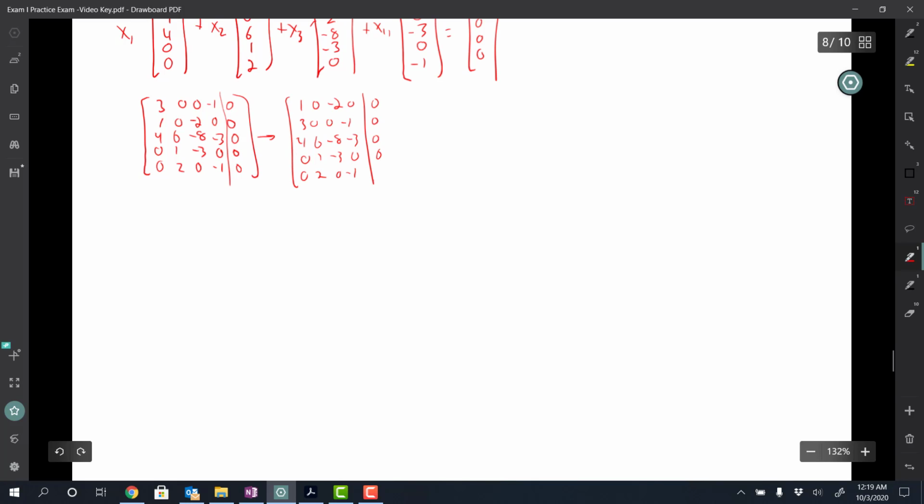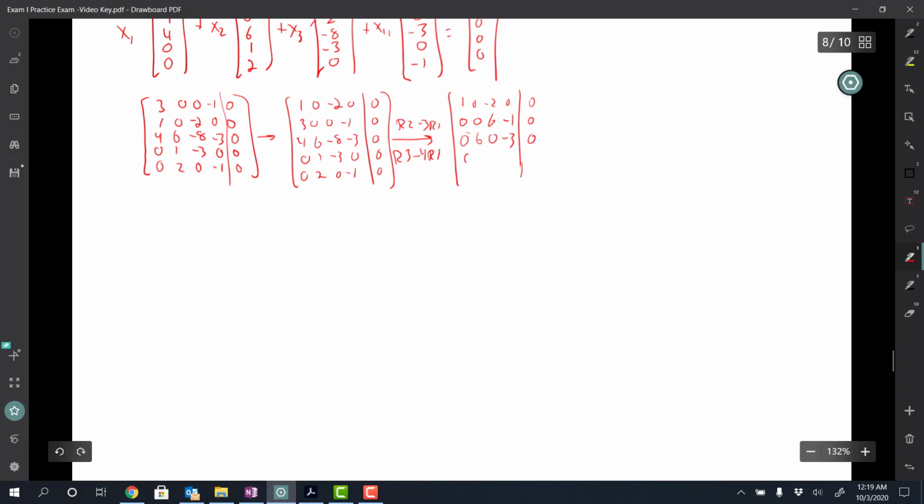Now that I've swapped those two out, I can get zeros below my first pivot by taking row 2 minus 3 times row 1. Row 1 will stay the same. Row 2 becomes 0, 0, 0 minus 3 times -2 is positive 6, -1 and 0. Then I'm going to take row 3 minus 4 times row 1 to get a 0 in this position. 6, 0, -3, and 0.